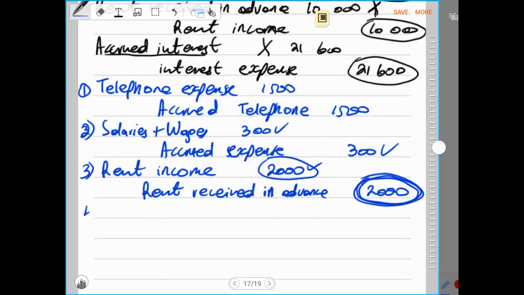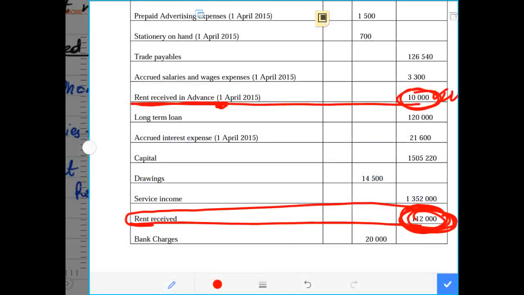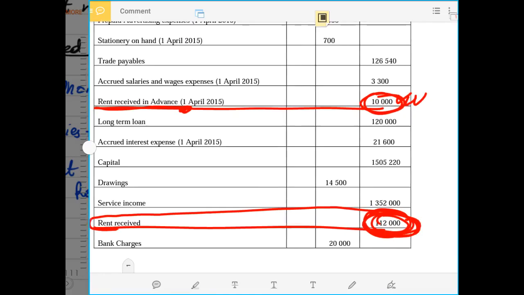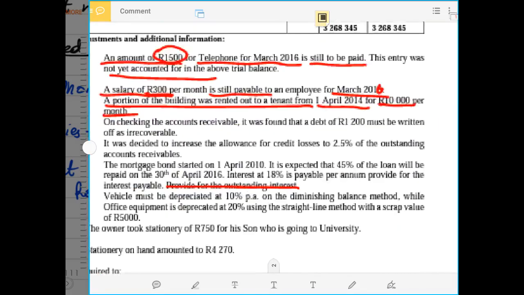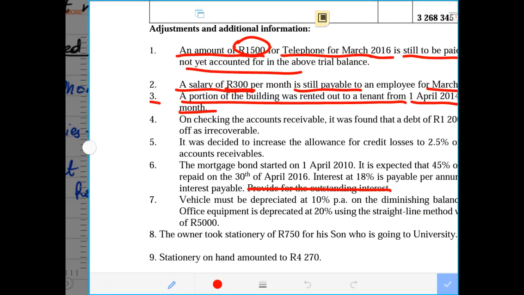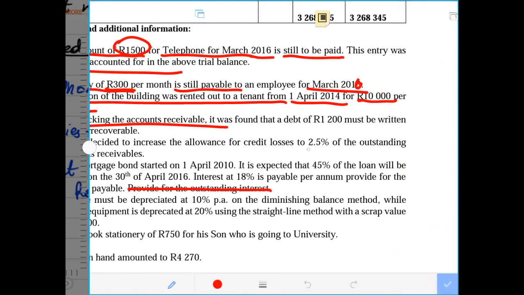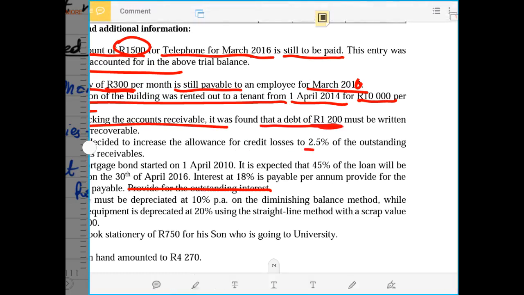Then we go to journal entry number 4. And journal entry number 4 says that we have to take into account the following entries. Journal entry number 4 says that on checking accounts receivables, it was found that a debt of 1,200 must be written off as irrecoverable.